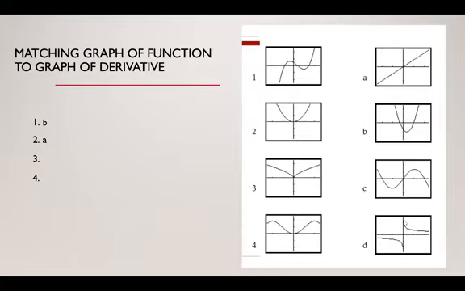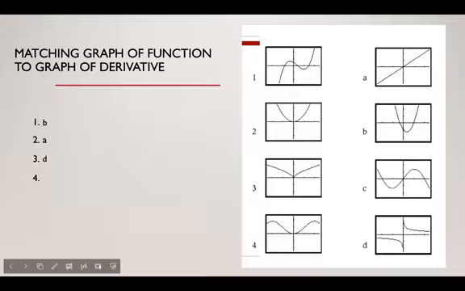And we can see that we do have this vertical asymptote at x equals 0, which makes sense because, like I said, our derivative does not exist at x equals 0. Okay, so number 3 is going to be D.